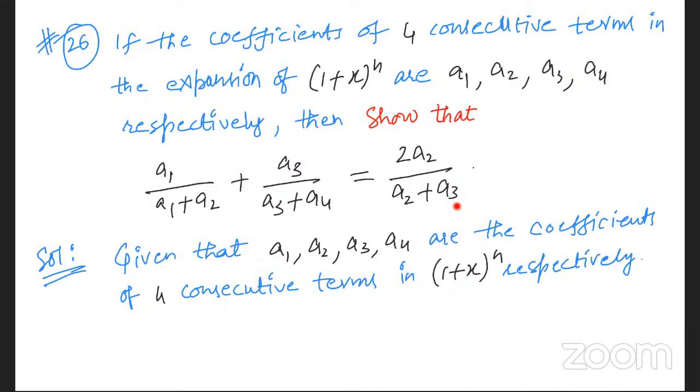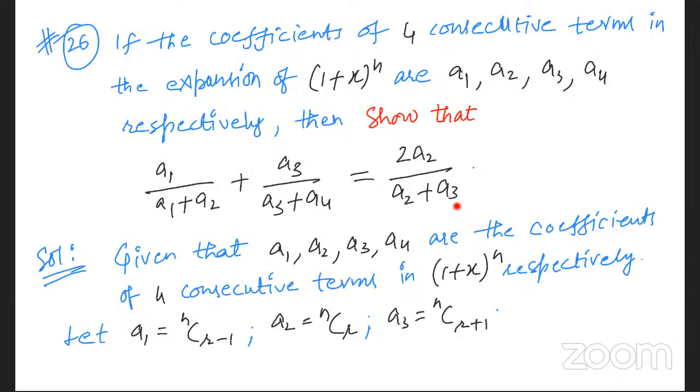Let a1 = nC(r-1), a2 = nCr, a3 = nC(r+1), a4 = nC(r+2). We shall continue in the next step.